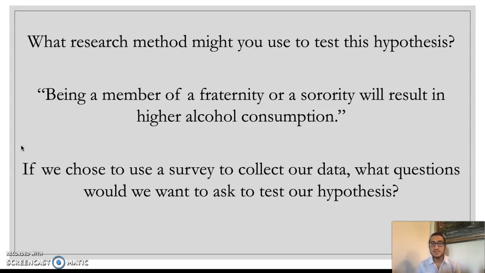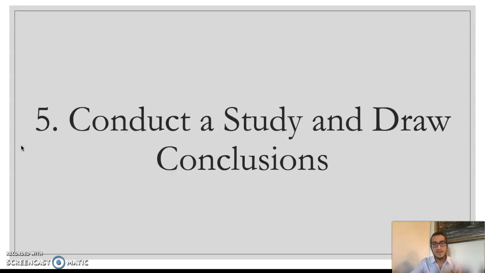But let's just say, for example, that we chose to do a survey. What questions would we want to ask to test this hypothesis? So again, in this particular hypothesis, our independent variable, the variable that we're expecting is going to cause a change in the dependent variable, would be membership in a fraternity or sorority, and our dependent variable would be alcohol consumption. So we would for sure need variables that ask whether or not the college student is in a fraternity or sorority. So it might be a survey question that asks that, and then we would also want a survey question asking how many alcoholic beverages they consume.